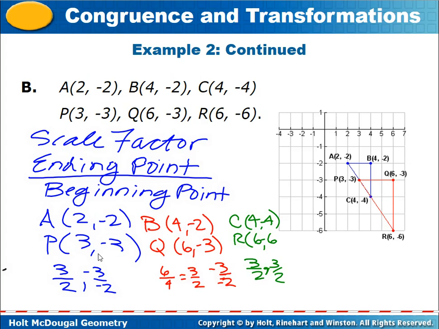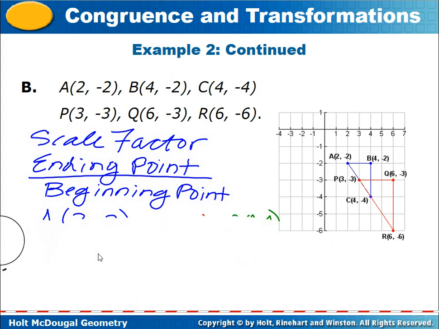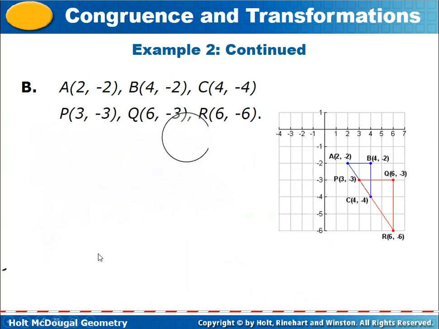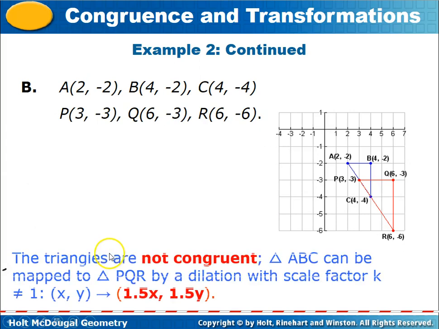Okay, so now I want to talk to y'all about how you would write this out, what actually occurred here. When we go to write our answer, we're going to say the triangles are not congruent. Why? Because one is bigger than the other one. Triangle ABC can be mapped to triangle PQR by a dilation with a scale factor of k does not equal 1, it equals 1.5. So (x, y) transforms to (1.5x, 1.5y). Again, you might want to pause the video here so you can write this down.